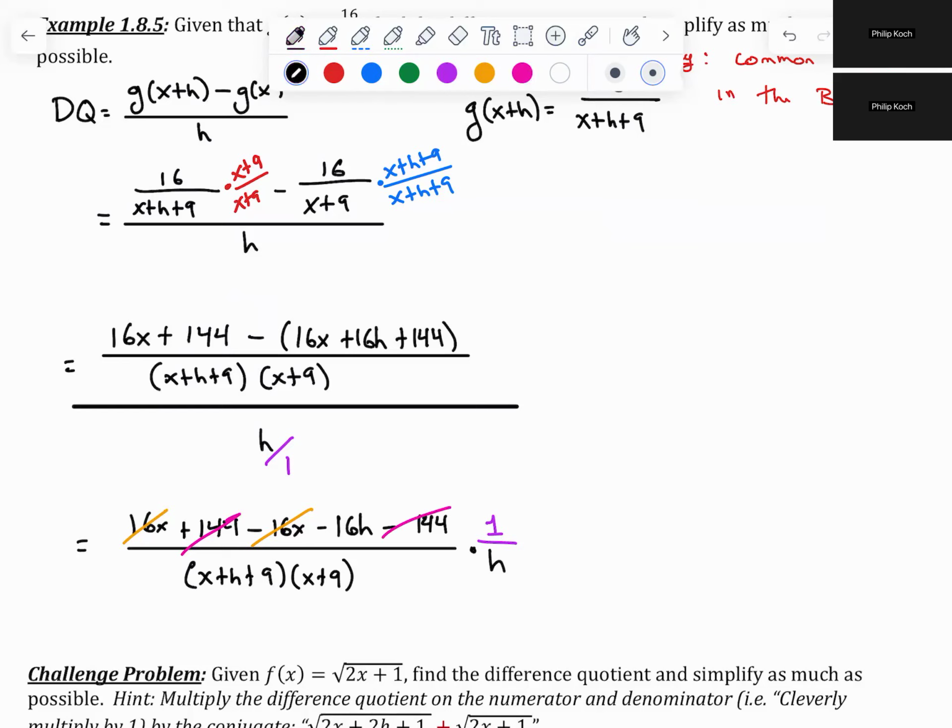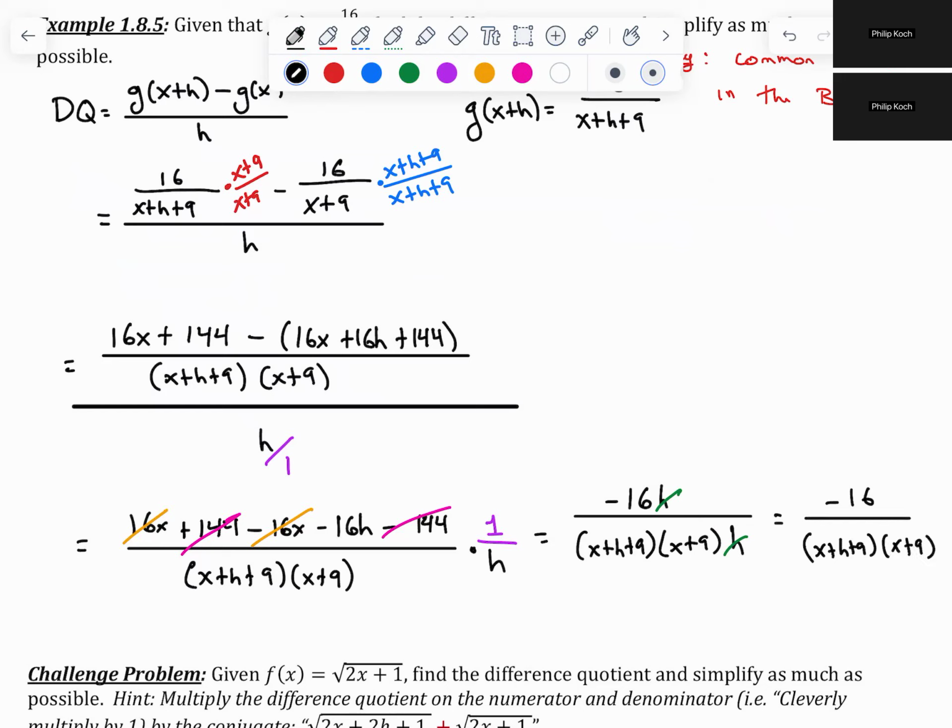And so this is equal to negative 16h over x plus h plus 9 times x plus 9 times that h, because when you multiply two fractions together, you multiply across. And then therefore the h's cancel. And we have our final answer, which is negative 16 over x plus h plus 9 times x plus 9. And now that the h is canceled, we are officially done.